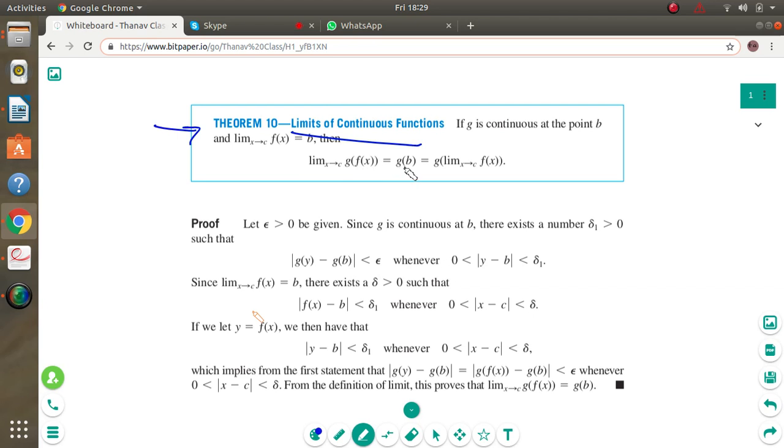That's quite logical. Because limit x tends to c of f of x is equal to b, we can say limit x tends to c of g of f of x is equal to g of b, or that is equal to g of limit x tends to c of f of x.